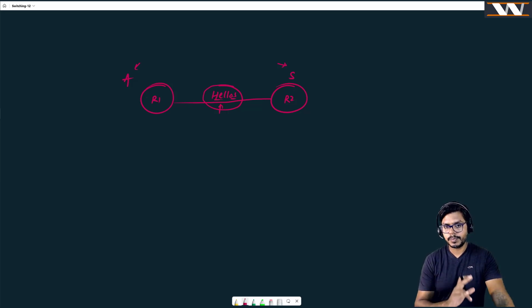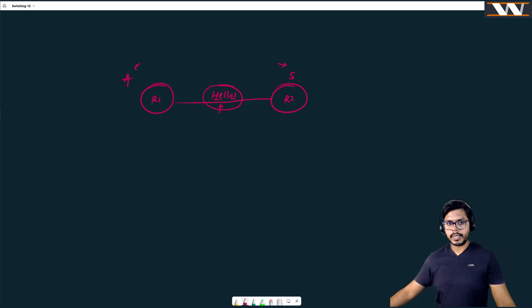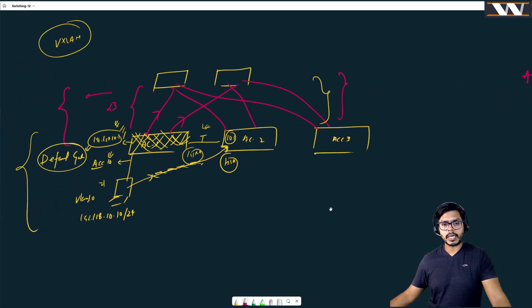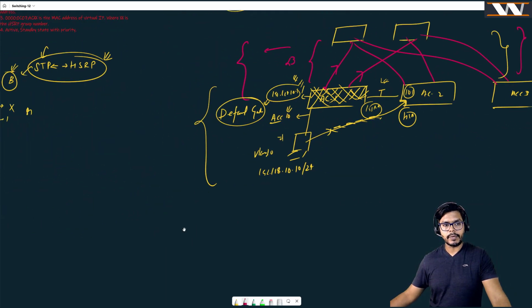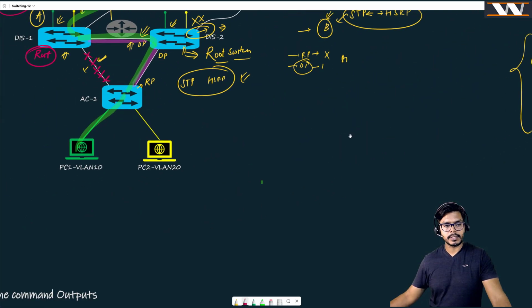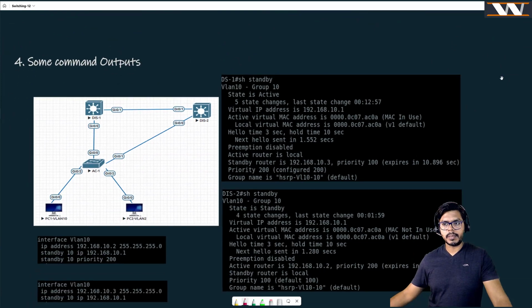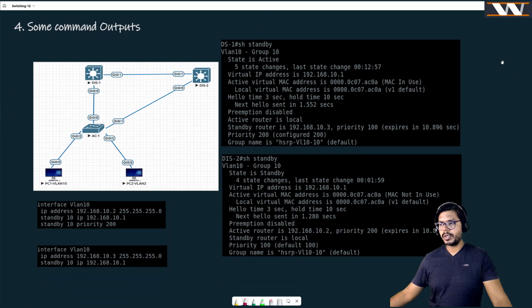We can come to this board again. You ask me this question again once I am done with the class. Maybe it's an interesting question, but I am not getting it. Just try to think more about this question, and we will take it at the end of the class. So now let's talk about some of the command outputs. Believe me, it is going to be very, very simple.